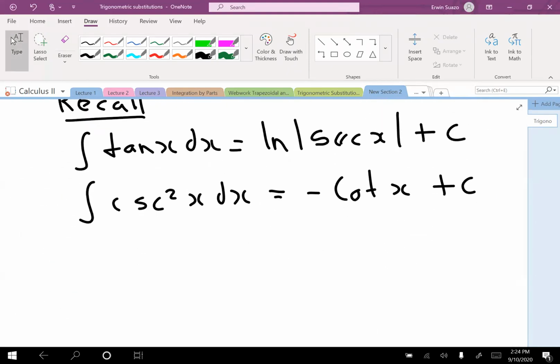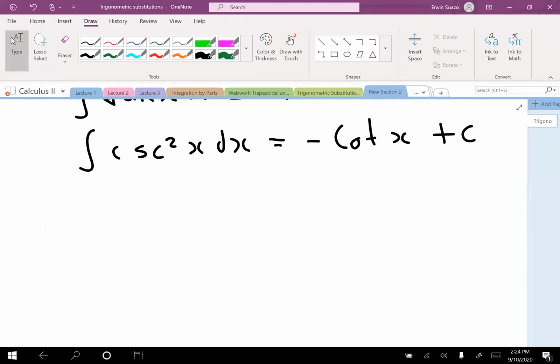Okay, so the other one we have is cosecant.